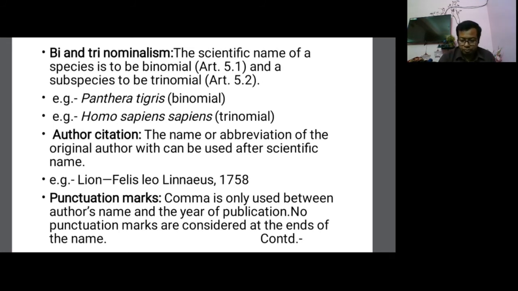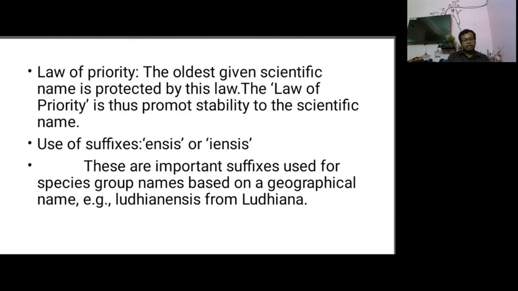Next, the most important rule is the law of priority. According to this rule, the oldest given scientific name is always protected by this law. That is, this law promotes the stability of scientific names. If there are several names given to a specific species, then according to this law, the oldest given name is always accepted. Okay, this is the law of priority.